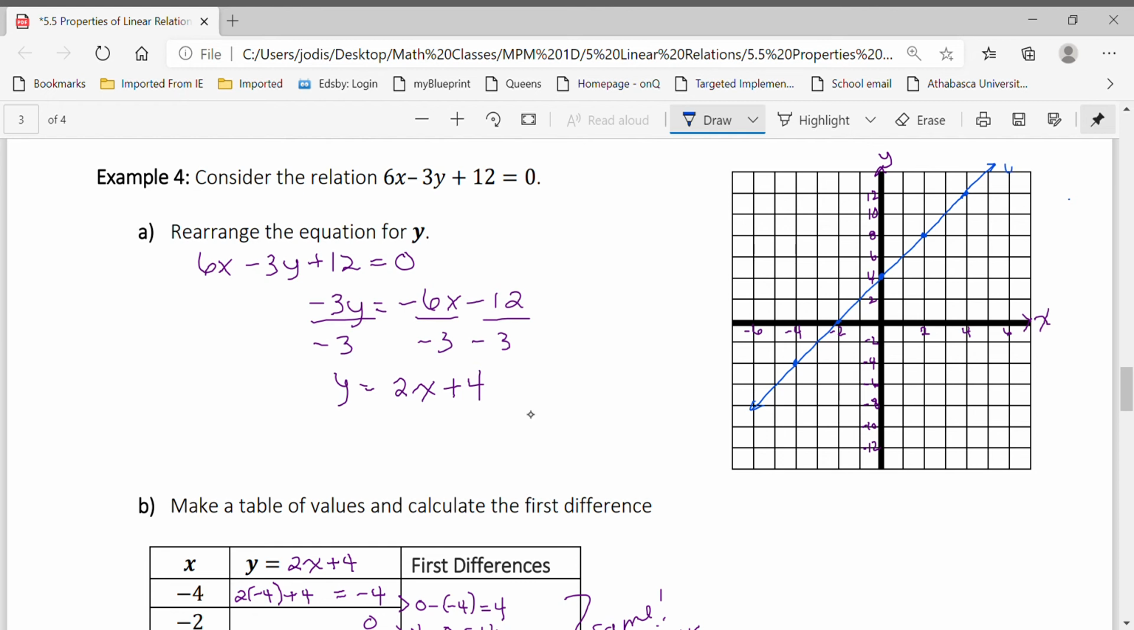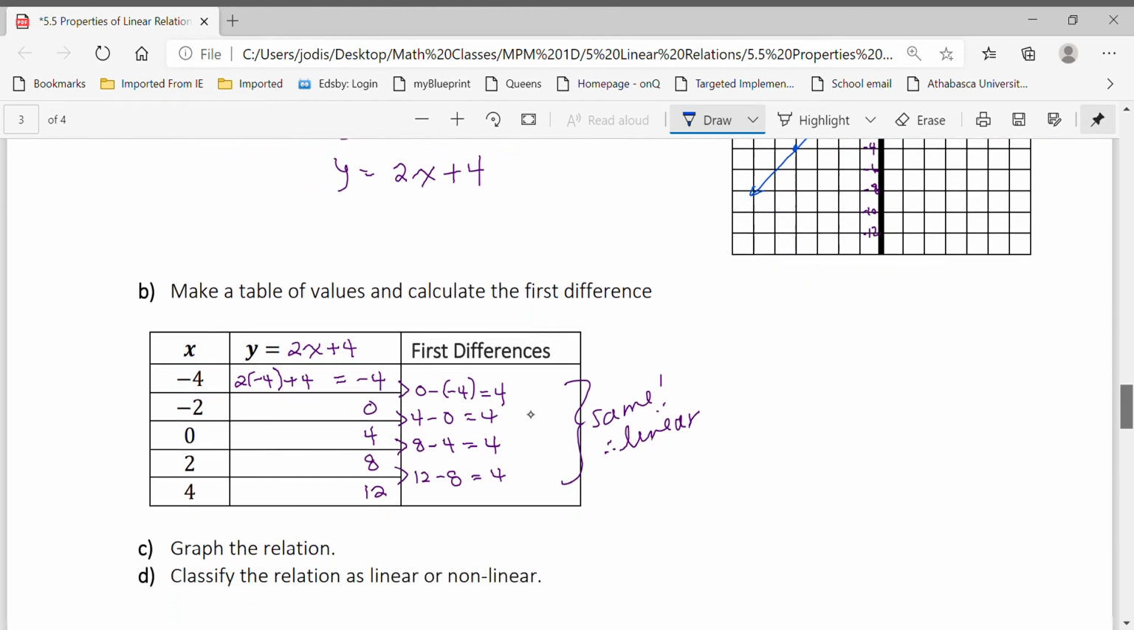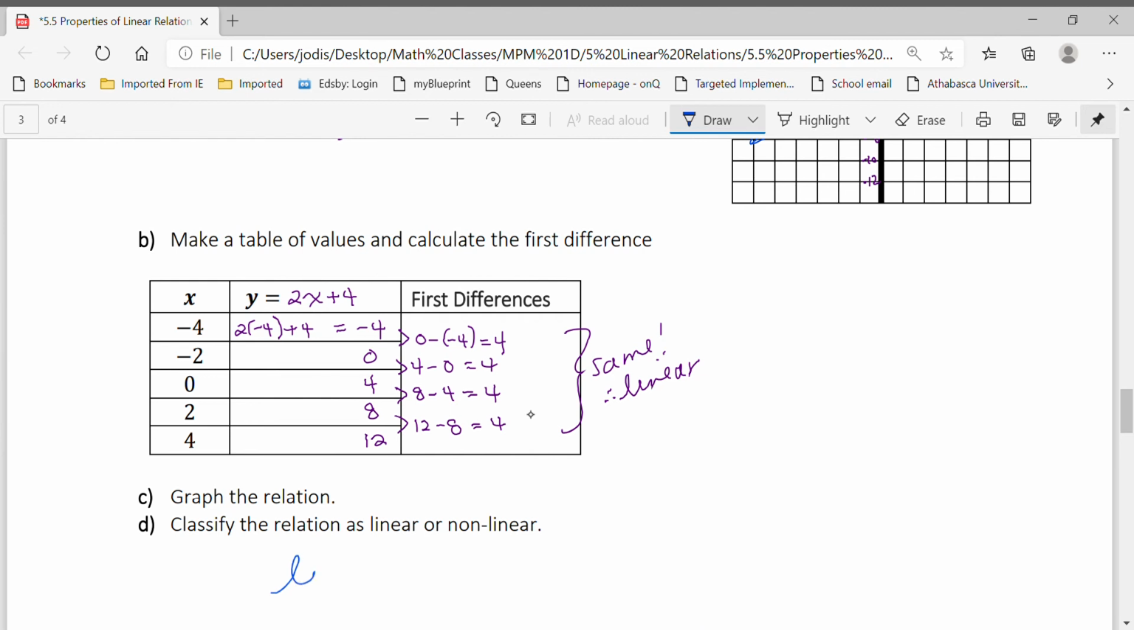Label it y equals 2x plus 4. And classify as linear or nonlinear. This is linear. So hopefully we get the hang of that.